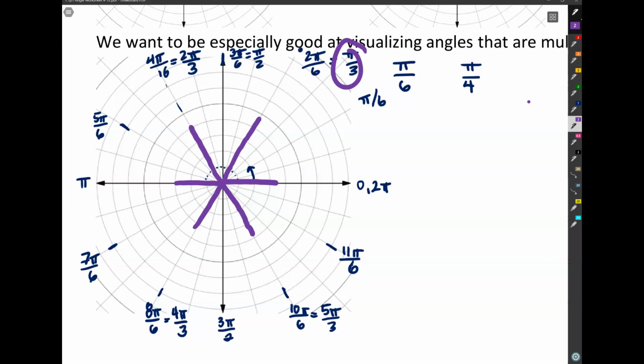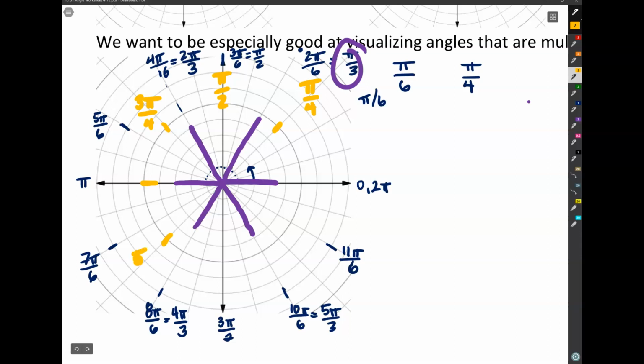Okay, so for pi over 4s, we need to go to the third. Okay, 1, 2, 3, so right here. So this is a pi over 4, and then again, 2 pi over 4s actually hit something we've already covered. 3 pi over 4 is going to stick out right here. So notice they fall between the pi over 6 and the pi over 3 marks. 4 pi over 4s is going to be a pi.